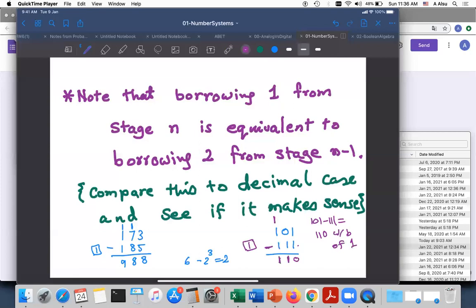So when there is a borrow, as I told you in the case of decimal, it means that the answer is what? Negative, right? So let's convert everything to decimal and check if things make sense or not. So this is 101, which is 5 in decimal, and this is 111, which is 7 in decimal. So 5 minus 7 is -2, right?